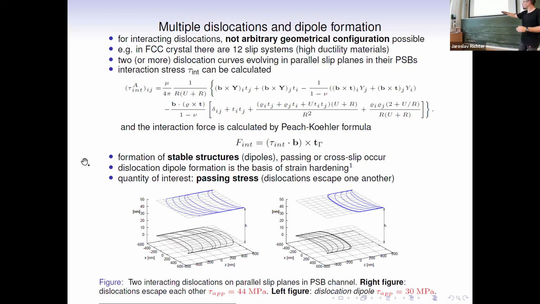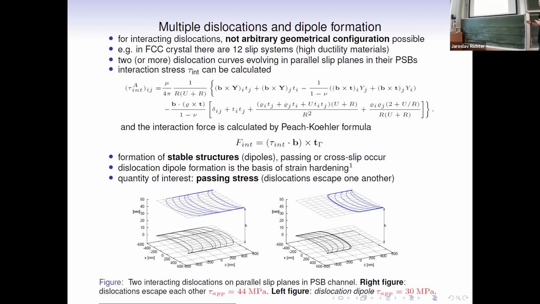So the amount of stress to create the dipoles or to break down the dipole configuration is somehow interesting for the community. When I speak of breaking down the stable configuration, it is known as the passing stress. So basically here you can see two very simple, very elementary scenarios. The left one: two dislocations, its time evolution, little by little.